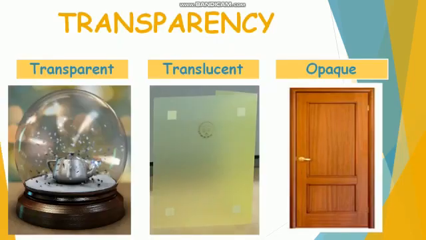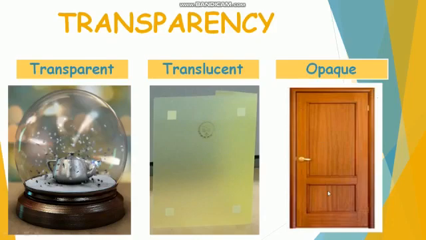Here is the picture for the three divisions. The first one is transparent. You can see that we can see through the glass that there is a teapot inside. The second one is translucent, in which you can see that there is a folder material present, but you cannot see through it clearly. You can see there is something present on the other side. So this object can be classified as translucent.